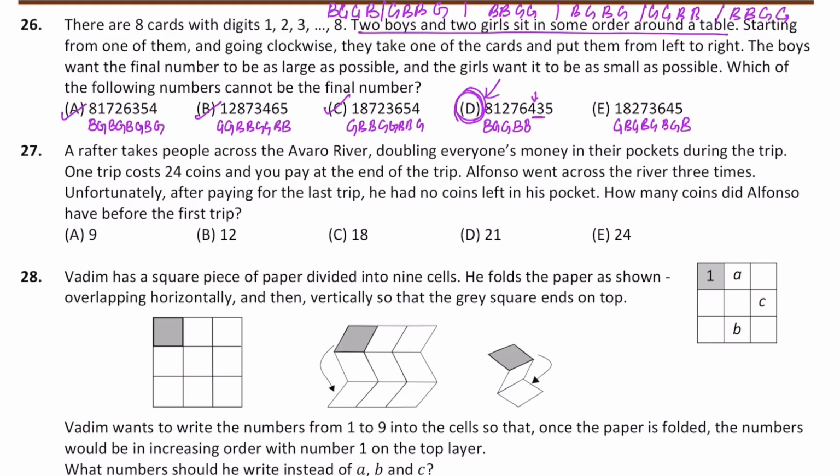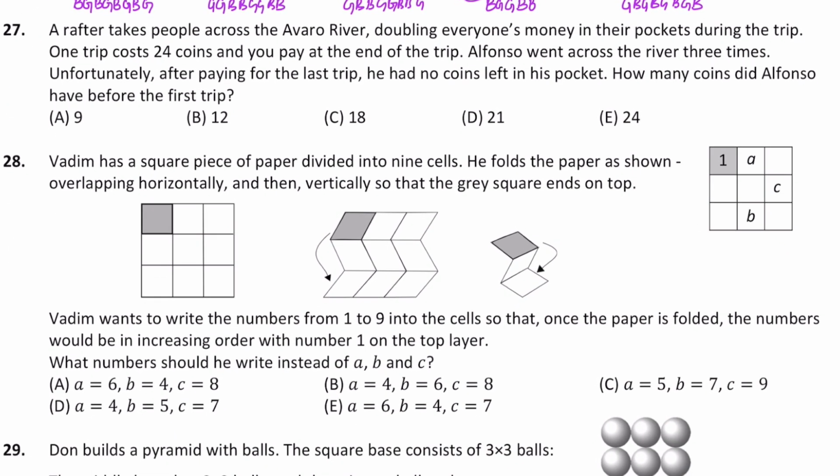Question 27. A rafter takes people across Avaro River, doubling everyone's money in their pocket during this trip. One trip costs 24 coins and you pay at the end of the trip. Alfonso went across the river 3 times. Unfortunately, after paying for the last trip, he had no coins left in his pocket. How many coins did Alfonso have before the first trip?